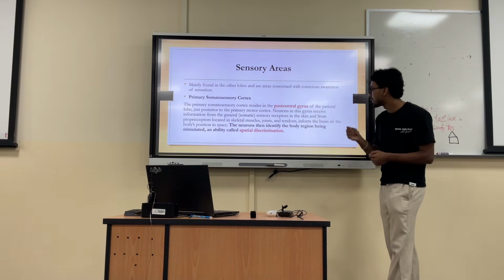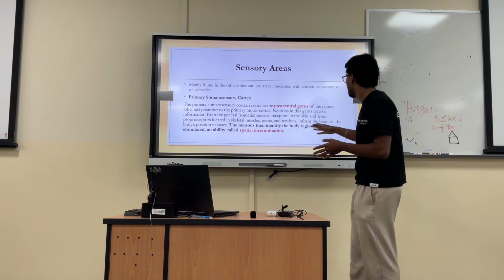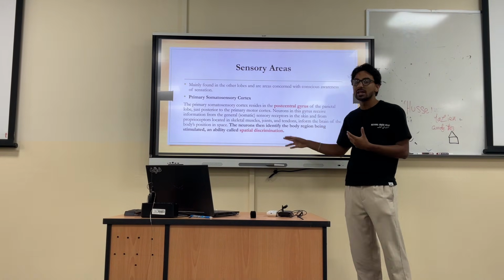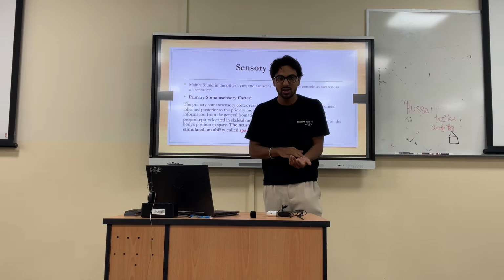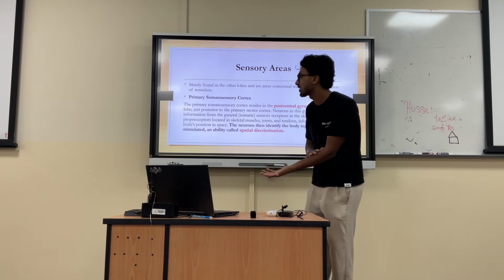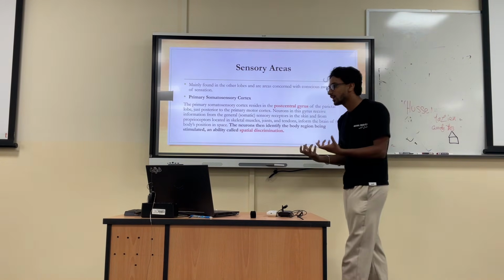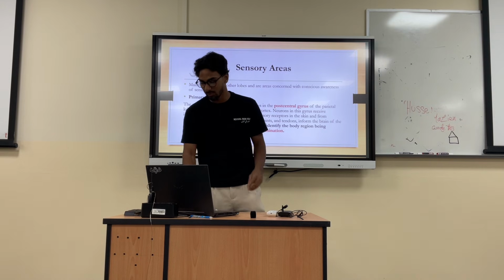The neurons in this gyrus receive information from all over the body, and they basically help in spatial discrimination, which means that if I touch you on your wrist, you're able to understand I'm touching you on your wrist. When I'm touching you on your arm, you can understand I'm touching you on your arm. That helps you understand where the sensation is coming from. That's what they mean by spatial discrimination.